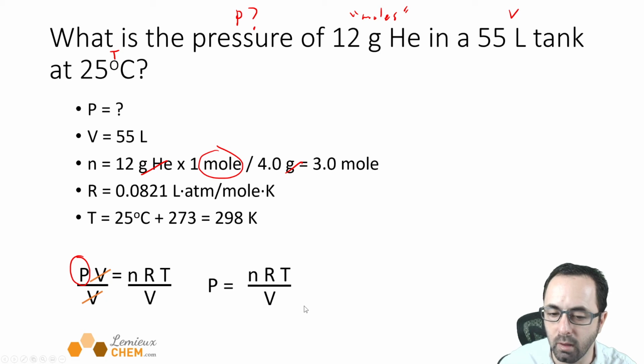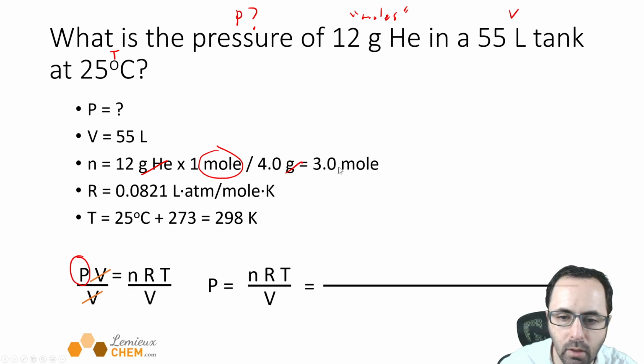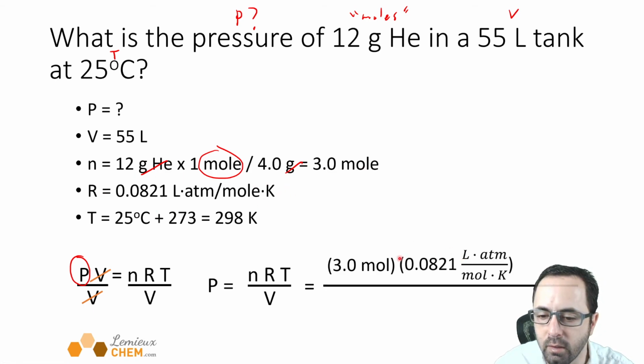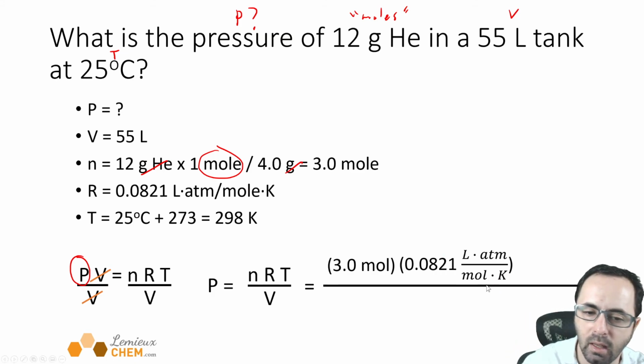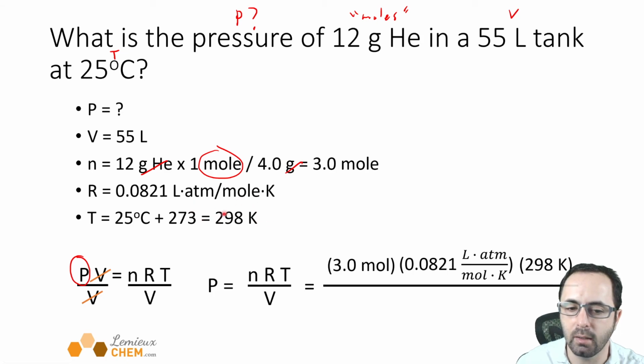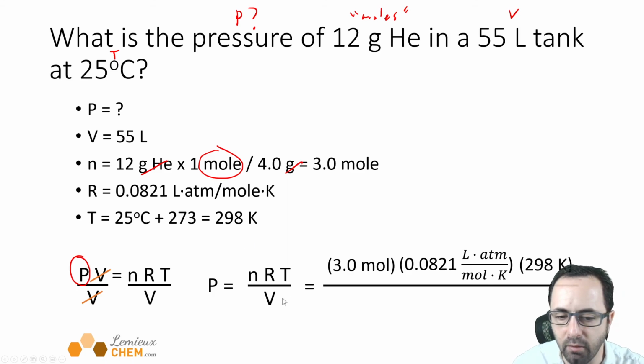Now we're going to start plugging things in. So the pressure is going to be N here, 3 moles. Put that in right here. R, same old constant, 0.0821 liters times atmospheres over moles times Kelvin. And our temperature is going to be 298 Kelvin. Okay. And then volume is on the bottom. That's going to be 55 liters right here.